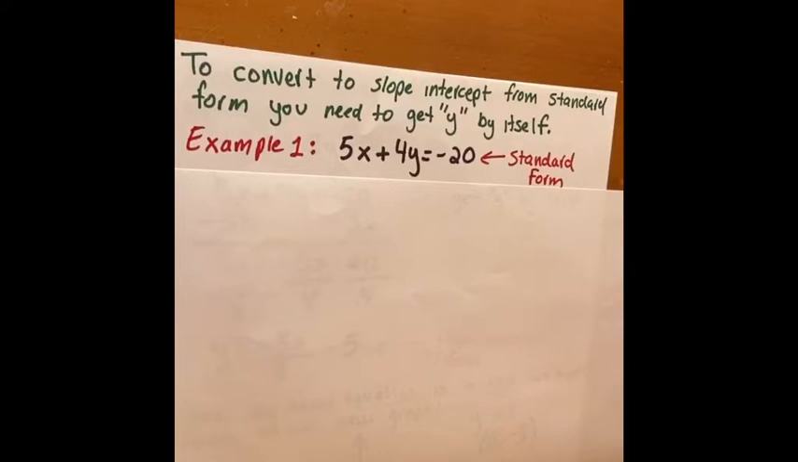All right, for our next example, we have the equation 5x plus 4y equals negative 20. And before we can graph this linear equation, we have to convert from standard form to slope-intercept form, and we need to get y by itself. We cannot graph linear equations in standard form until we get it into slope-intercept form.